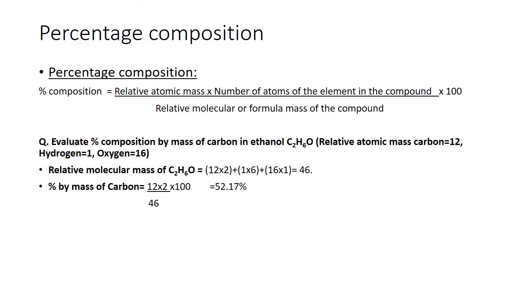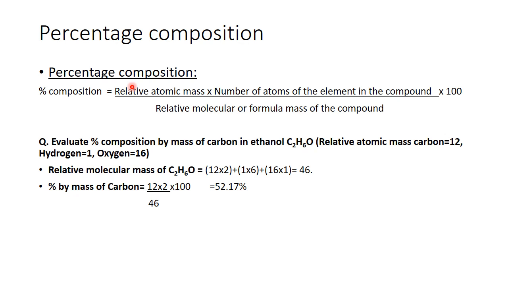So now we are having another topic, that is the percent composition by mass. The percent composition formula is the relative atomic mass multiplied by the number of atoms of the element in the compound, divided by the relative molecular or formula mass of the compound, which will be multiplied by 100 because we are going to find out the percentage of the element in the compound.